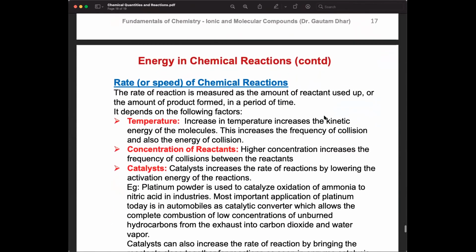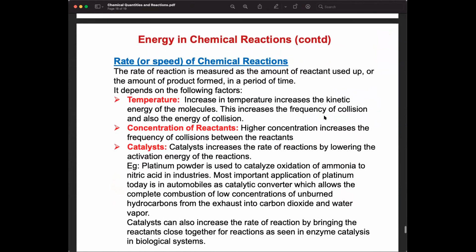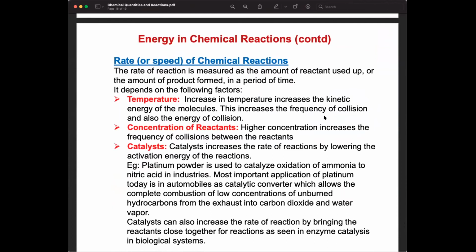Now the rate of reaction: reactions proceed at different speeds. That is called the rate. The rate of reaction is measured by the amount of reactant used up or formed in a specified time, per unit time. Now, how is the rate affected? What are the parameters that affect the rate?